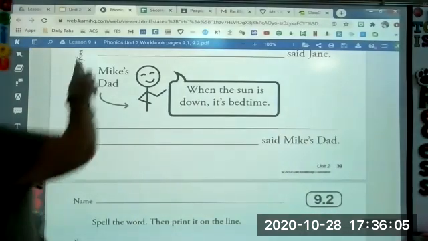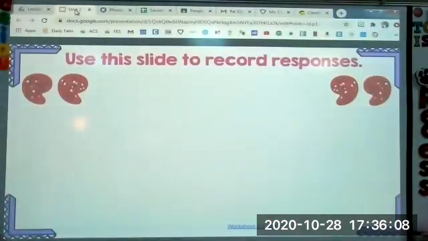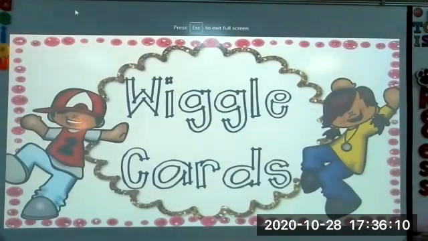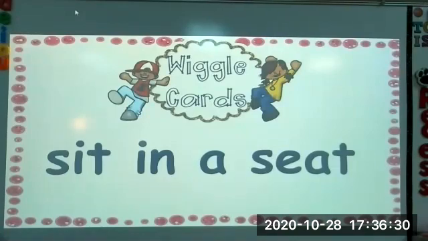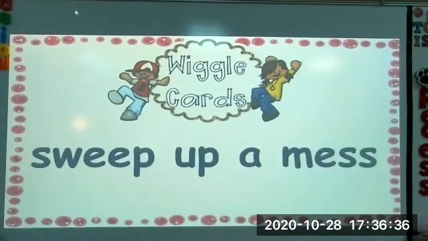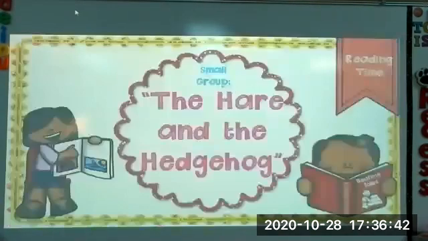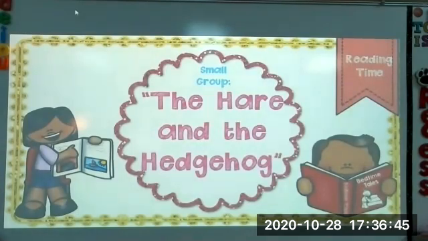Okay, let's get back to our lesson. All right, it's time to wiggle, wiggle, wiggle, wiggle. Show me your best wiggles. All right, tug on one sleeve. Tug on a sleeve, guys. Tug on your sleeve. All right, now sit in a seat. Sit in a seat. And now act like you're sweeping up a mess. Sweep up a mess. Okay, wiggle back to your seats, guys. Wiggle on back to those seats.